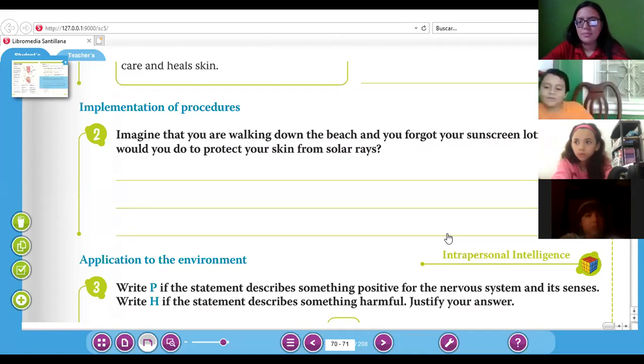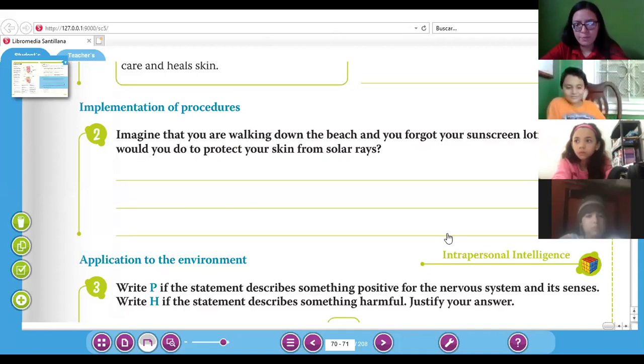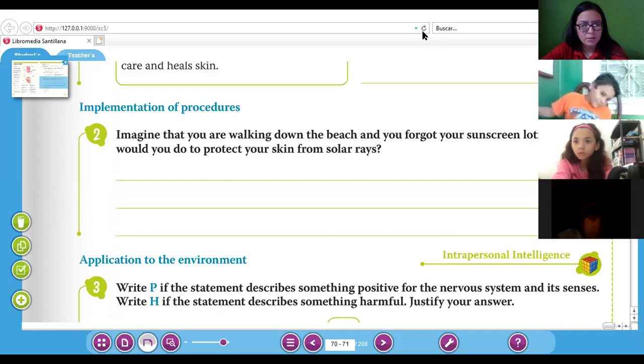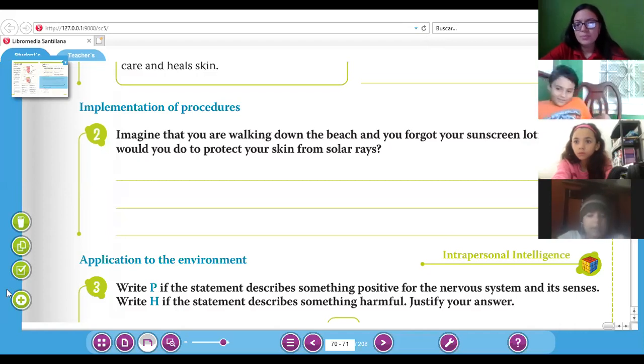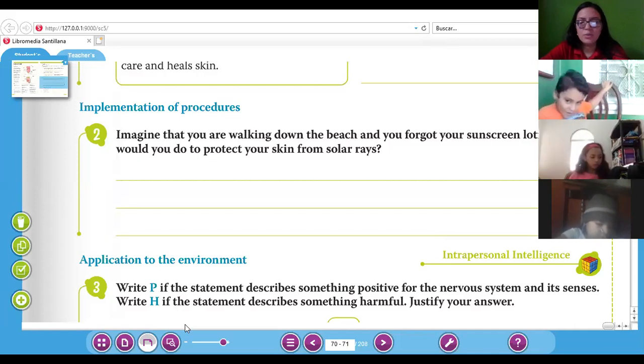En la sombra para no quemarse. Okay, look for a safe place. Sophia, what did you do? Yeah, you have to look for an umbrella. Okay, look for an umbrella. Excellent. Josué, what... Okay. Natalie, what do you do? Me voy a un lugar con sombra y me echo protector solar. Okay, you look for the sunscreen and you look for a safe place.